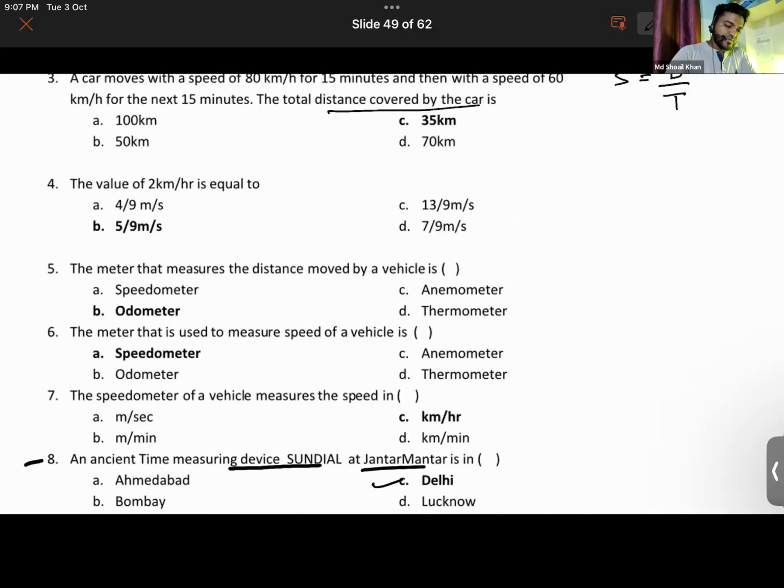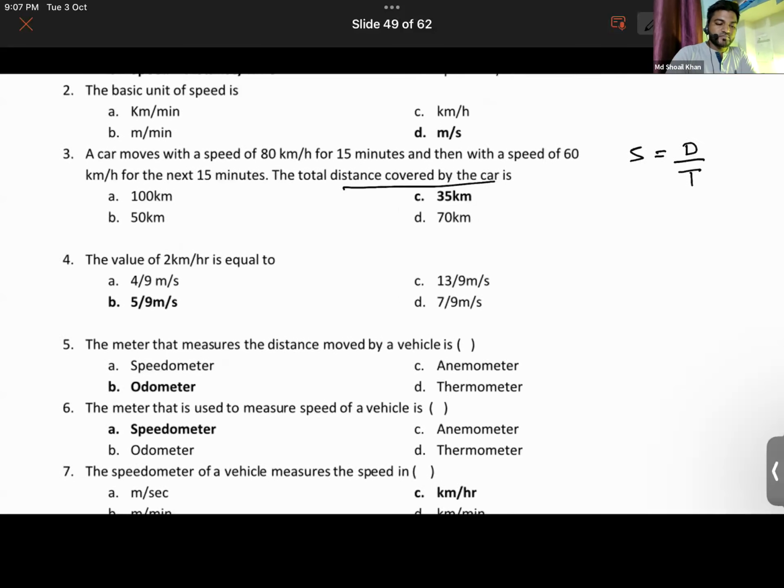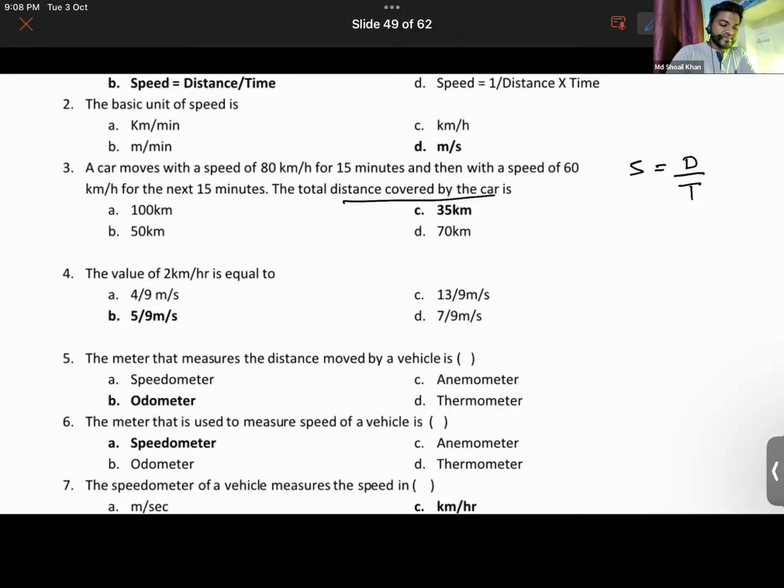The answer is how much? 35 kilometers. Okay, please explain the steps that you used to solve the question. So I did 15 divided by 60, and the answer I got was 0.25, and I then multiplied it with 80 into 0.25, and then I added.